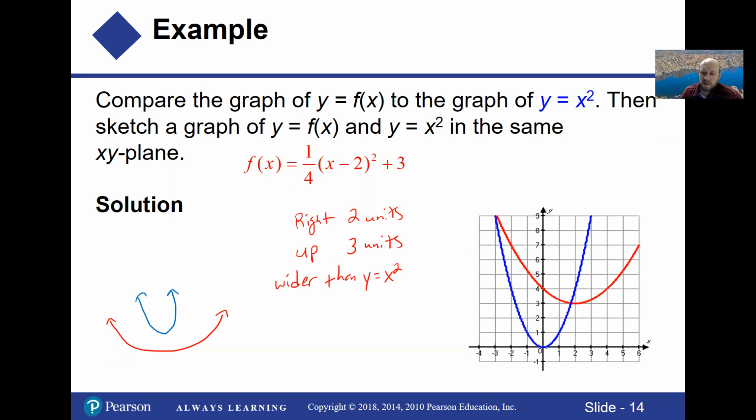Okay, so all of these have been shifted 2 to the right and up 3. If this point right here is 2 to the right, 1, 2, and up 3, 1, 2, 3, but it's wider, that's why it's a little bit over here. But your vertex keeps that shift. All the other points are going to be a little bit wider. So it goes to the right 2 and then up 3. And that's our new vertex right here at (2, 3).